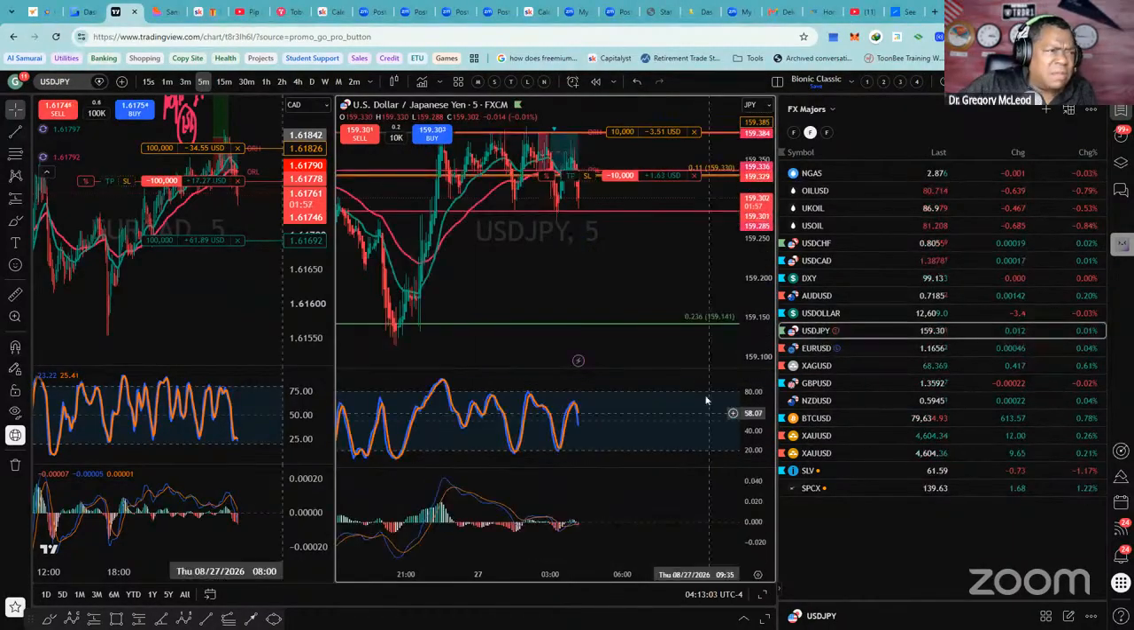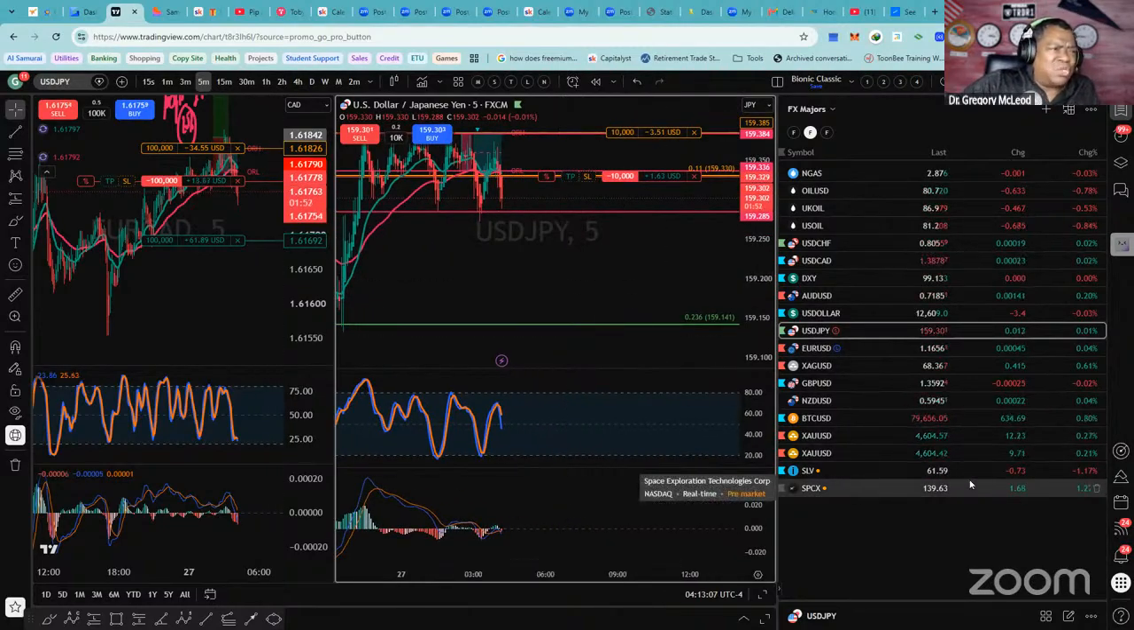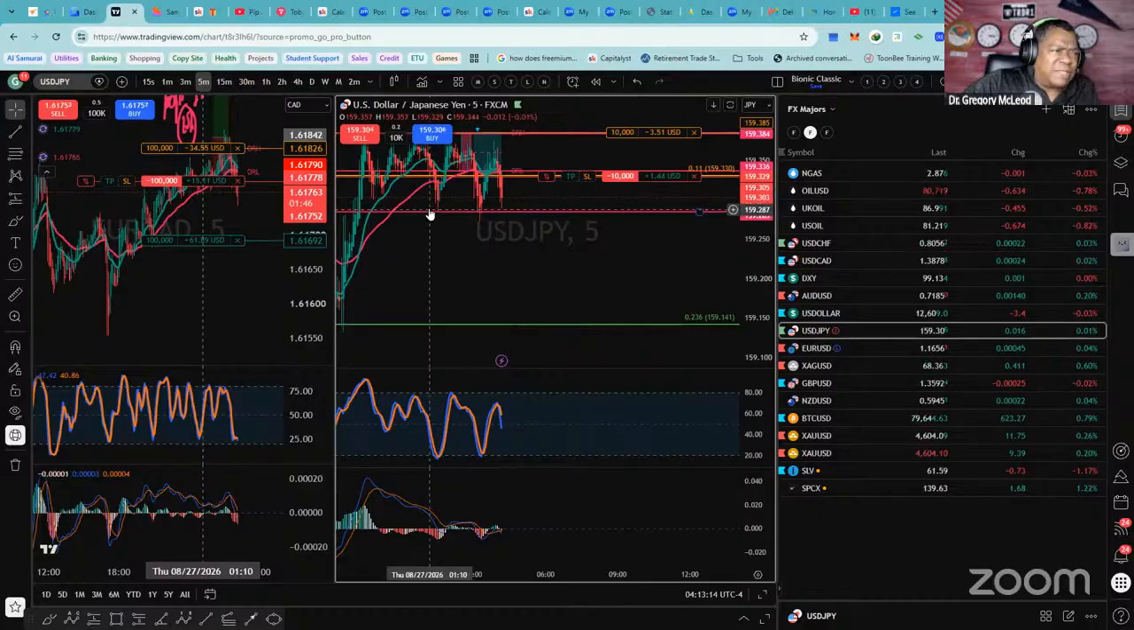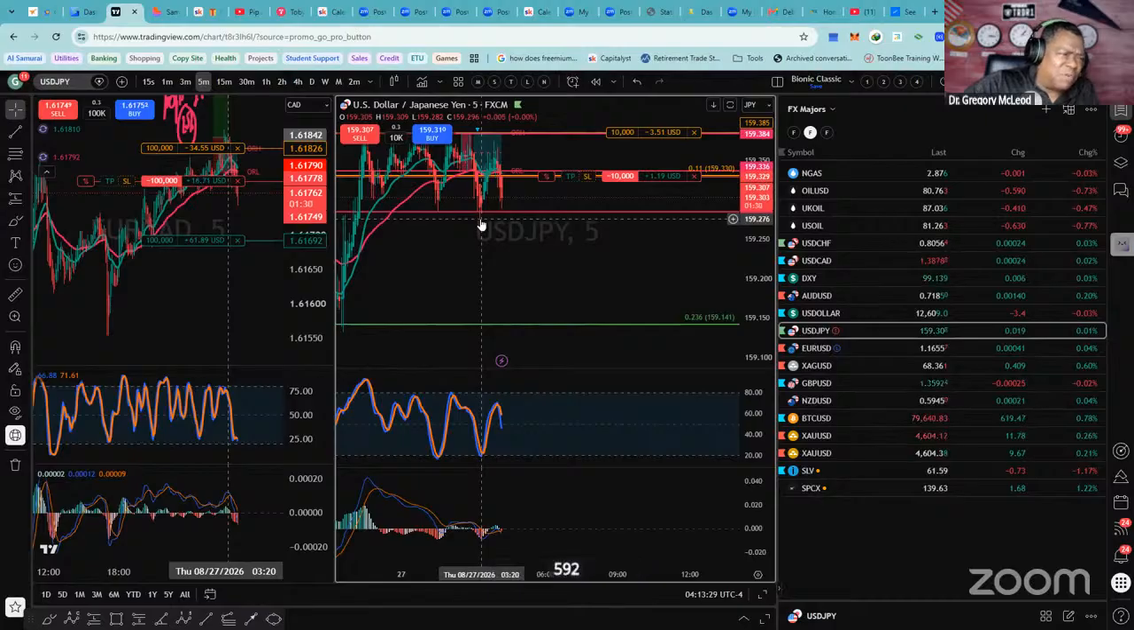Dollar yen, all right, there we go. The dollar yen chart looks good. It needs to break this line because this line held. It's the battle of the bulls versus bears. Bears tried to push it down to 59.28. They were repelled. They assaulted again at 59.28. They were repelled again. And we're having a third assault.